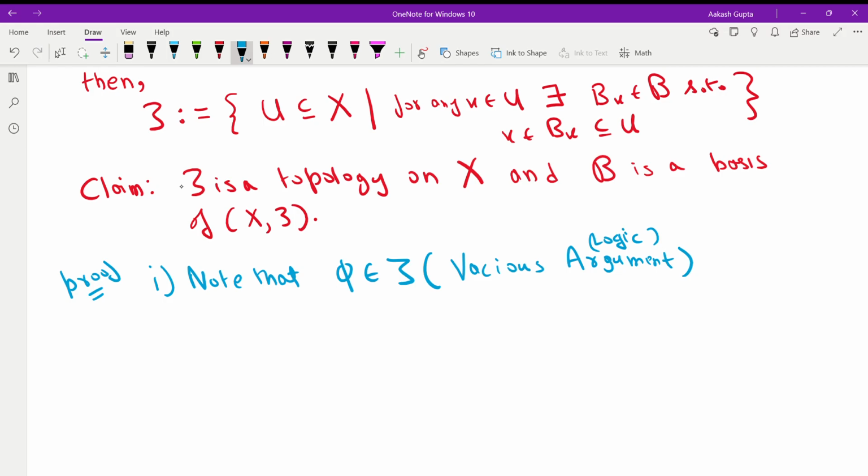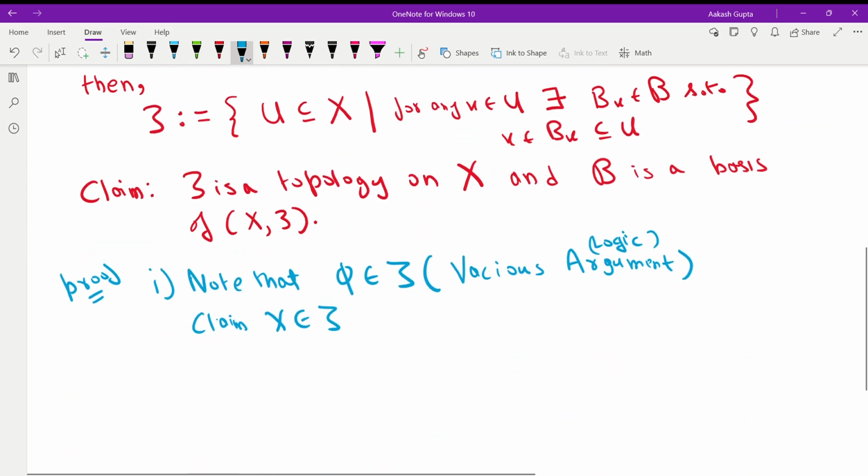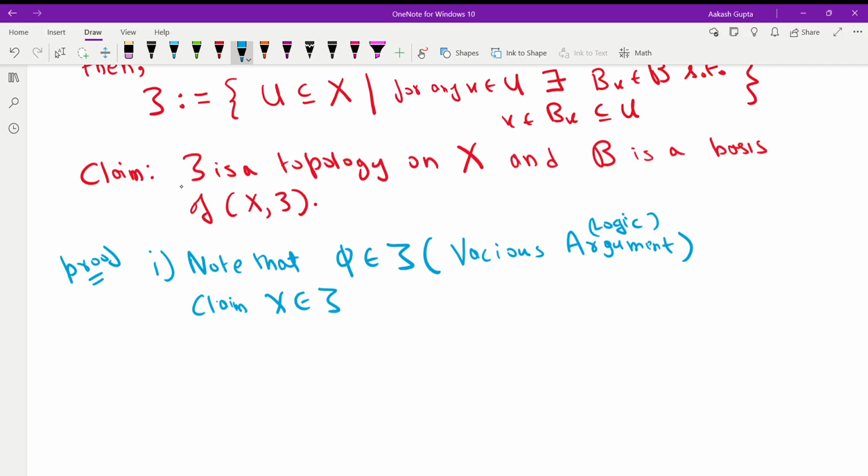Another thing. Claim: X belongs to tau. Let us see why. So this is 1 and this is 2. We will be using 1 and 2. Why is X in tau? What you have to check is that you take an arbitrary point in X, and you have to produce a member containing that arbitrary point and which is contained inside X. So let x belonging to capital X be arbitrary.